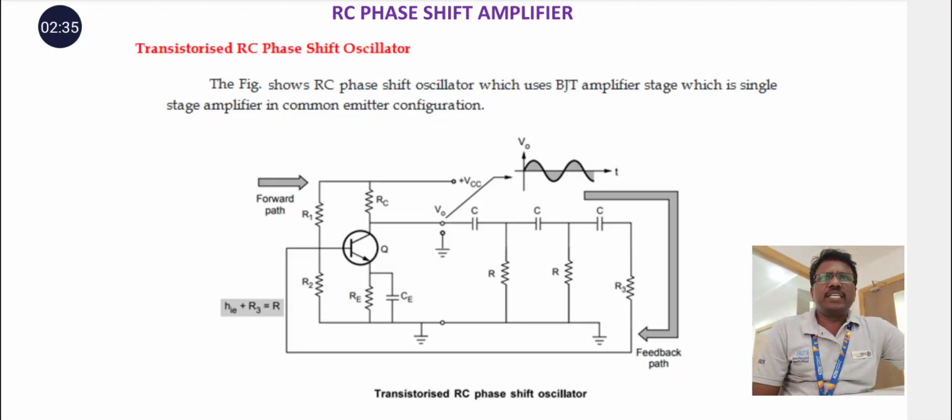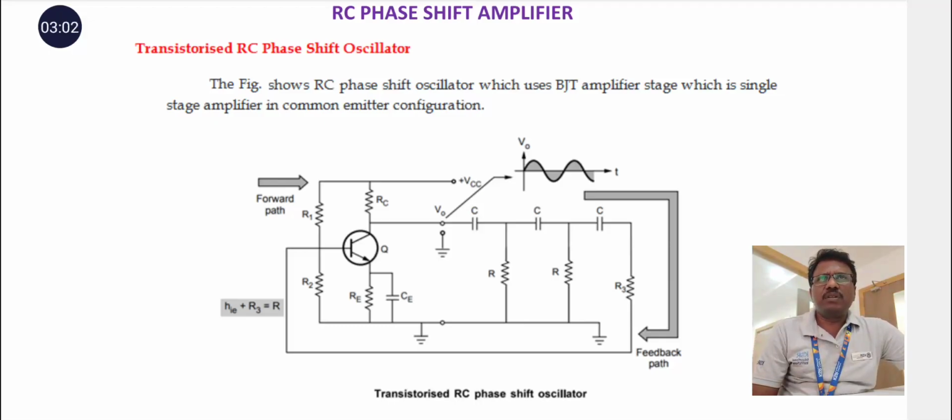Initially, when the DC supply VCC is switched on, a small electrical noise is produced. This noise is naturally present in every electronic circuit. This small noise acts as an initial input signal. The noise signal reaches the transistor base. The transistor, which is configured as a common emitter amplifier, amplifies this weak signal.